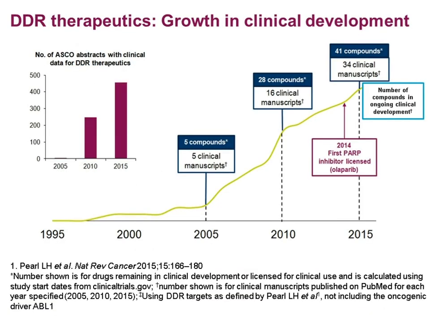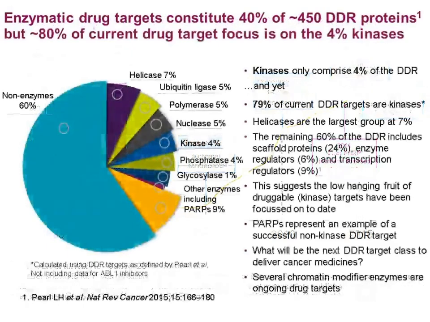And in my last 2 slides, I'm just going to talk a little bit about the growth of DDR therapeutics. So this slide highlights just how much increased activity there's been in targeting DDR since 2005, where there were only 5 compounds in clinical development, 5 clinical manuscripts, to a situation last year where there were 34 clinical manuscripts describing 41 different DDR inhibitors. And again, you can see from a number of ASCO abstracts that have gone from just a handful in 2005 to more than 450 now in 2015.